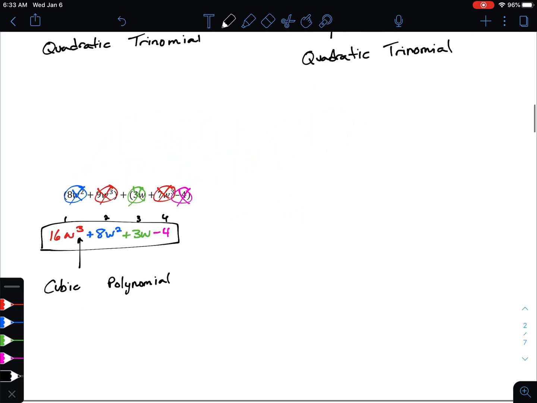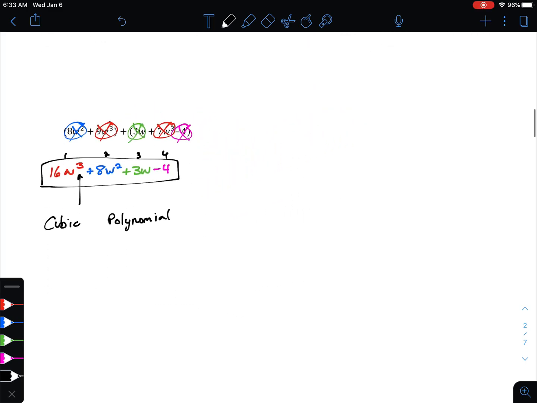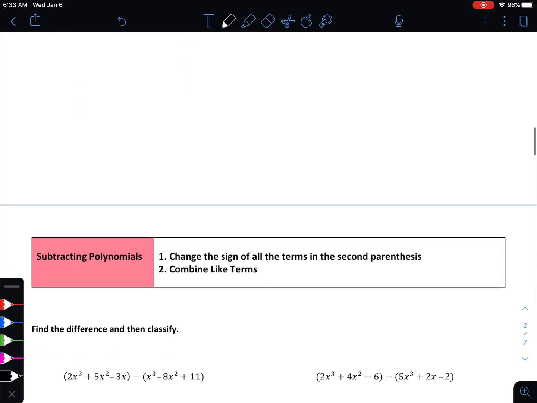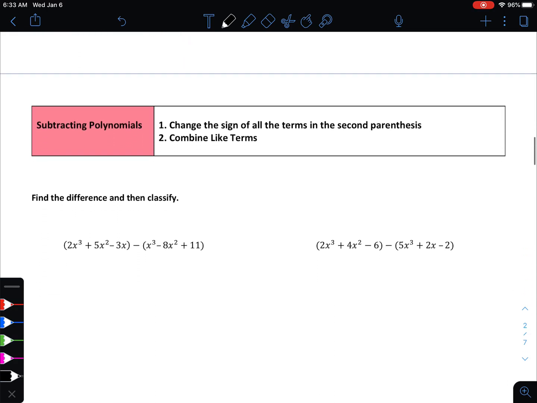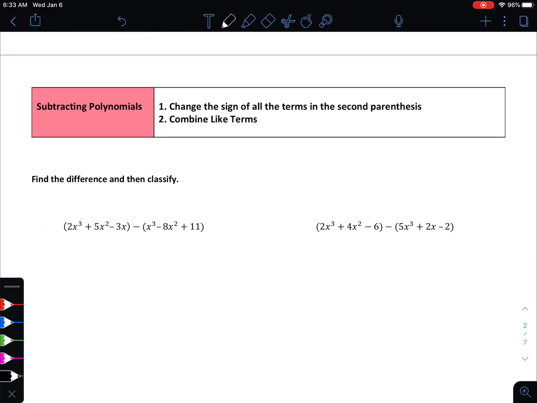Now, as we take a look at subtraction, we're going to keep a lot of the same ideas as addition. The one difference being that we're going to distribute the minus sign. In other words, we're going to change the sign of all of the numbers and terms in the second parentheses. And then in step 2, just like we did for addition, we're just going to combine all of our like terms.